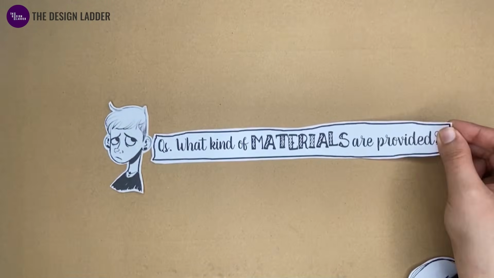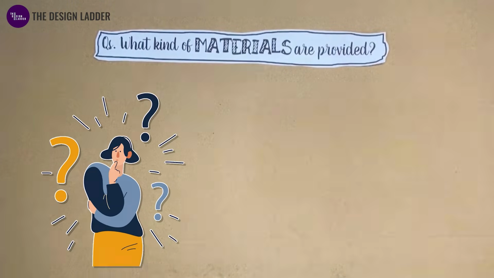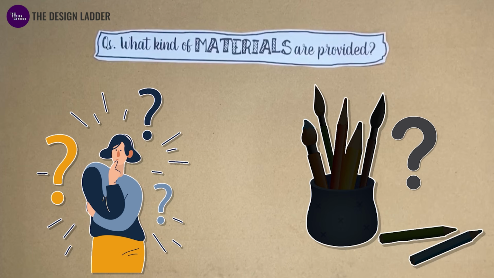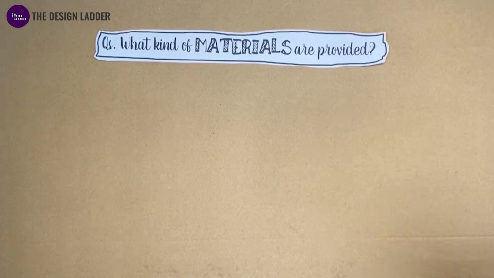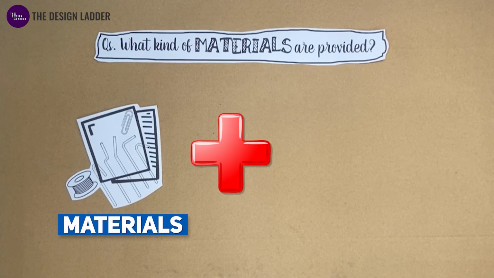Now, what kind of materials are provided to you in NIFT? So a lot of students get confused here about what shall we carry with us and what will be provided to us. So there are two sets of things that are needed to build any model. One is the material that goes into making that model, like paper, cardboard, etc.